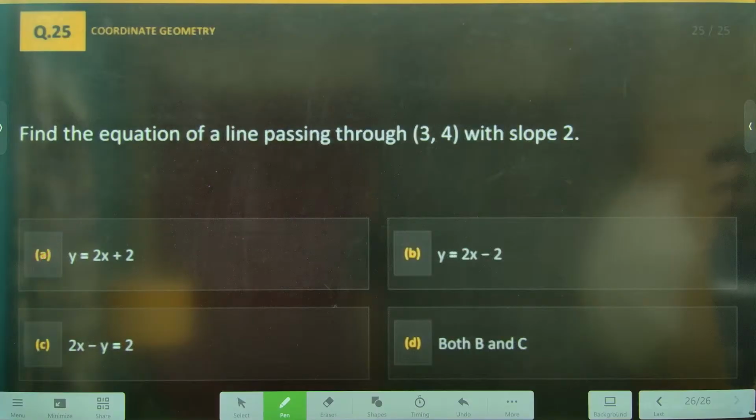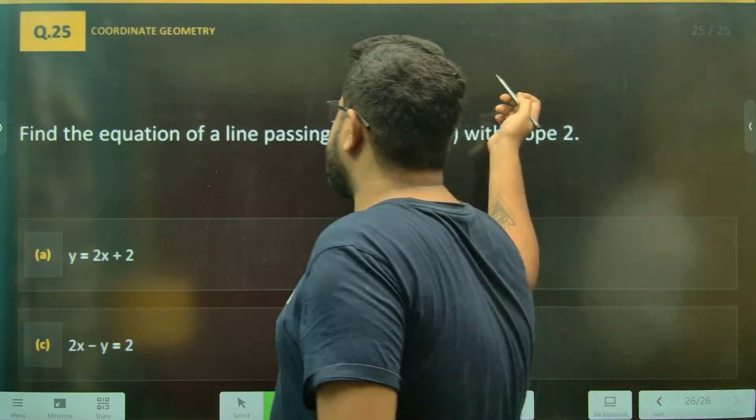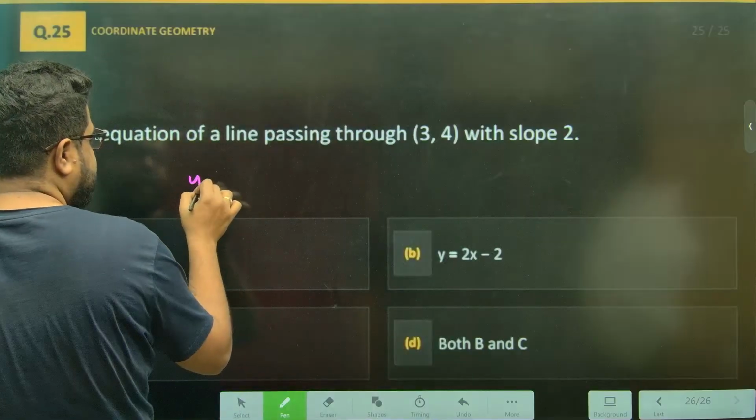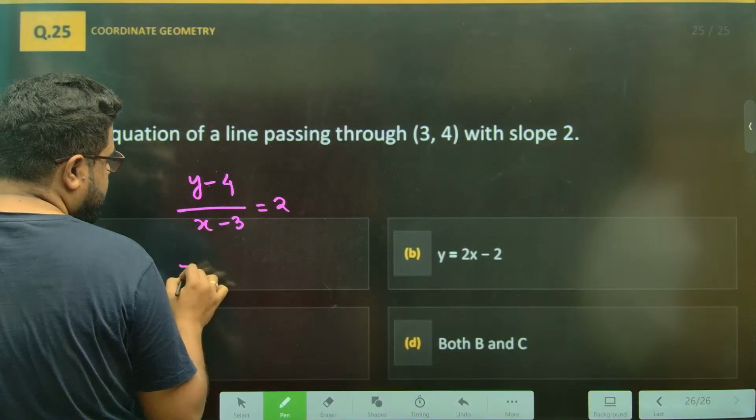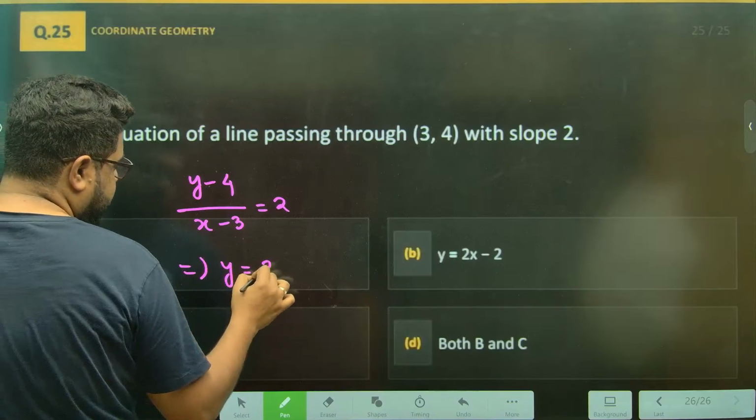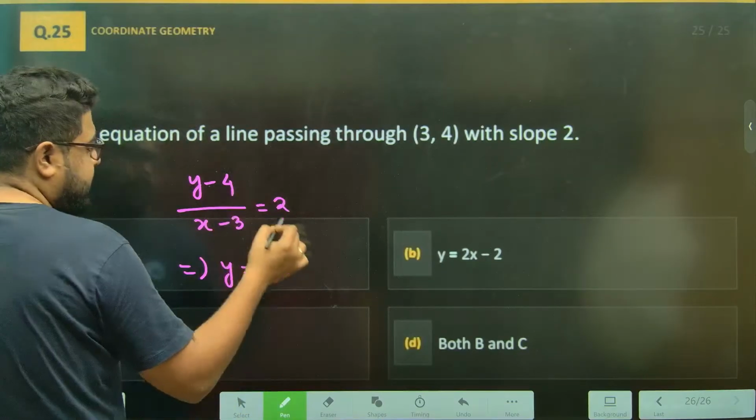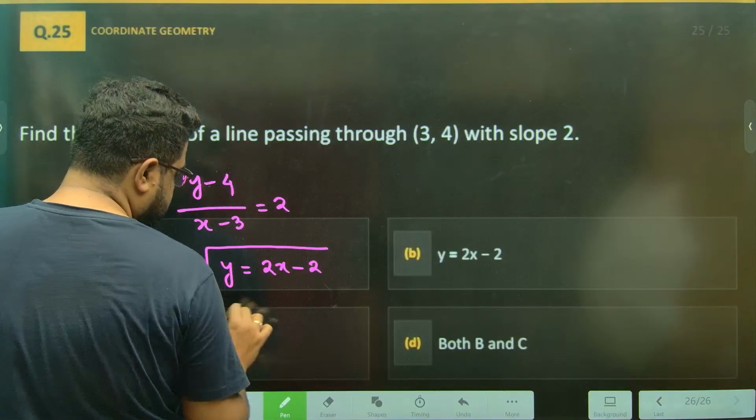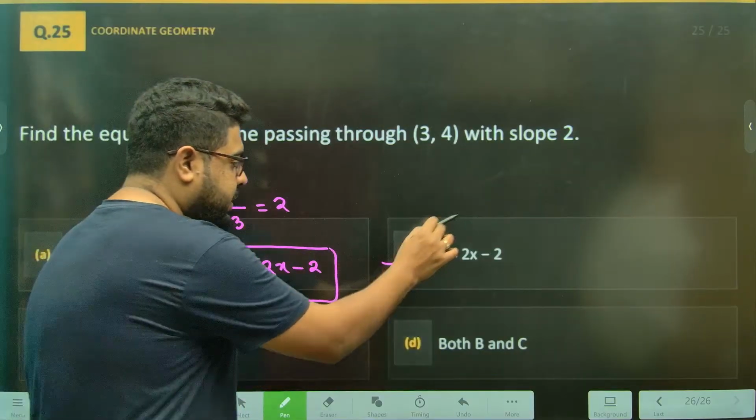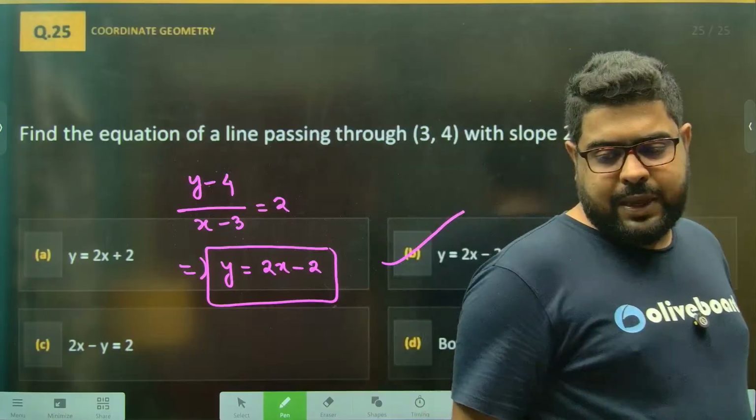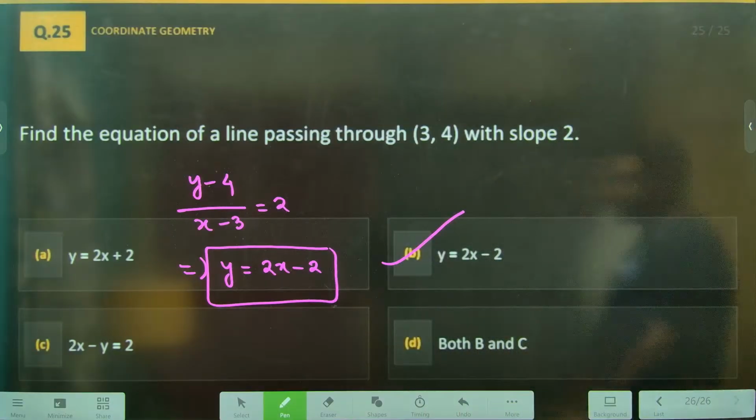Last question, sir. Equation of a line passing through this point and with this slope. You use the point slope form. y minus 4 over x minus 3 is equal to 2. So y equals 2x minus 6 plus 4, meaning minus 2. Sir, y equals 2x minus 2. Option B, 100% is your correct answer.